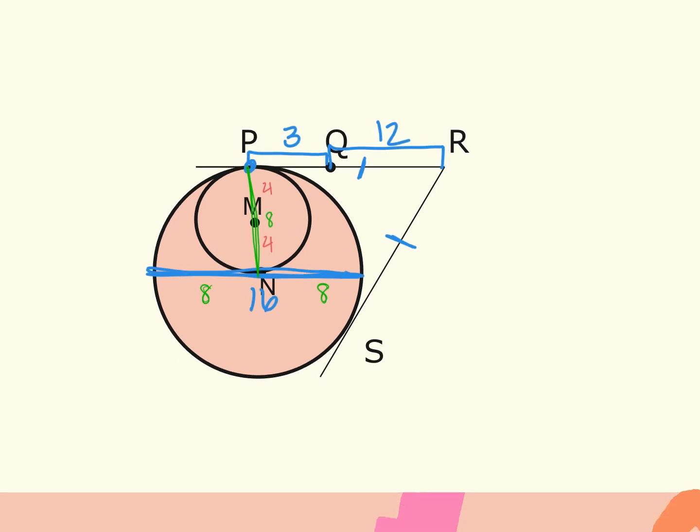If I know part of PQ and QR, what does PR equal? 15. Good, all you have to do is add them. This entire line is 15. And then what else is going to be 15? RS is also 15. Everybody should have all this information written down because you have to know how to find all these. So I think this is all the information I need.